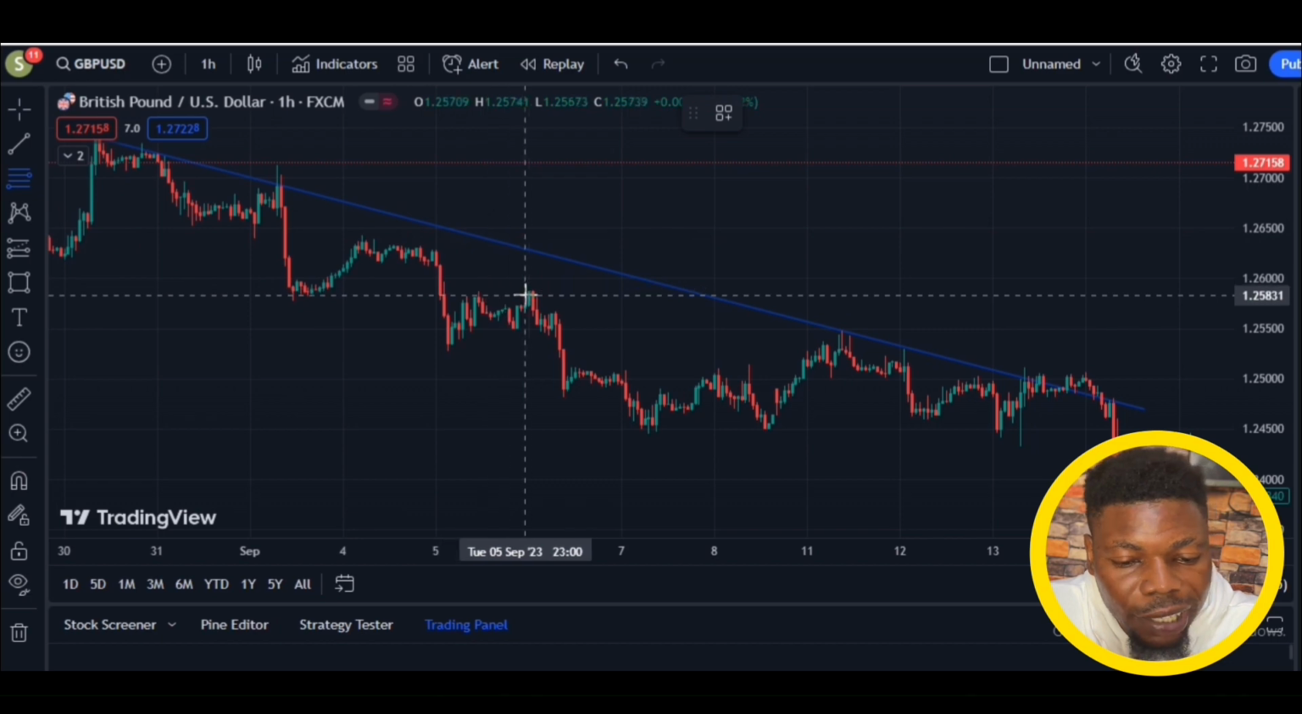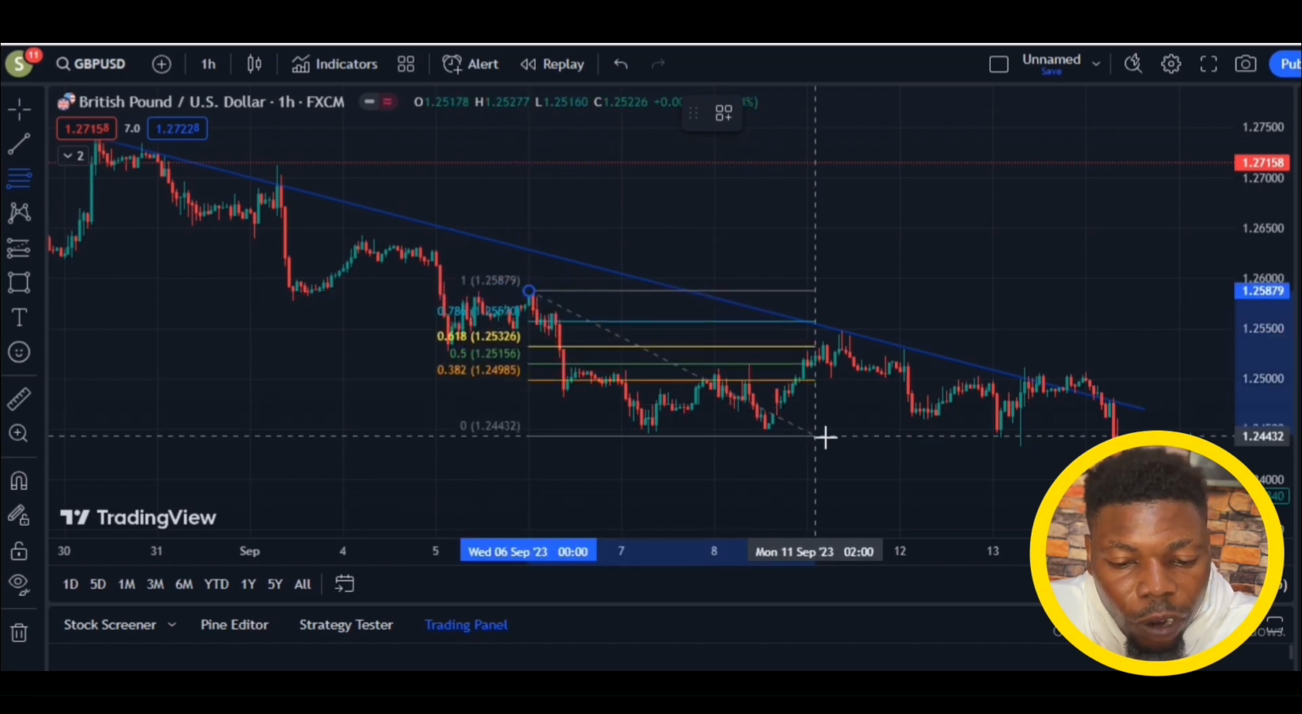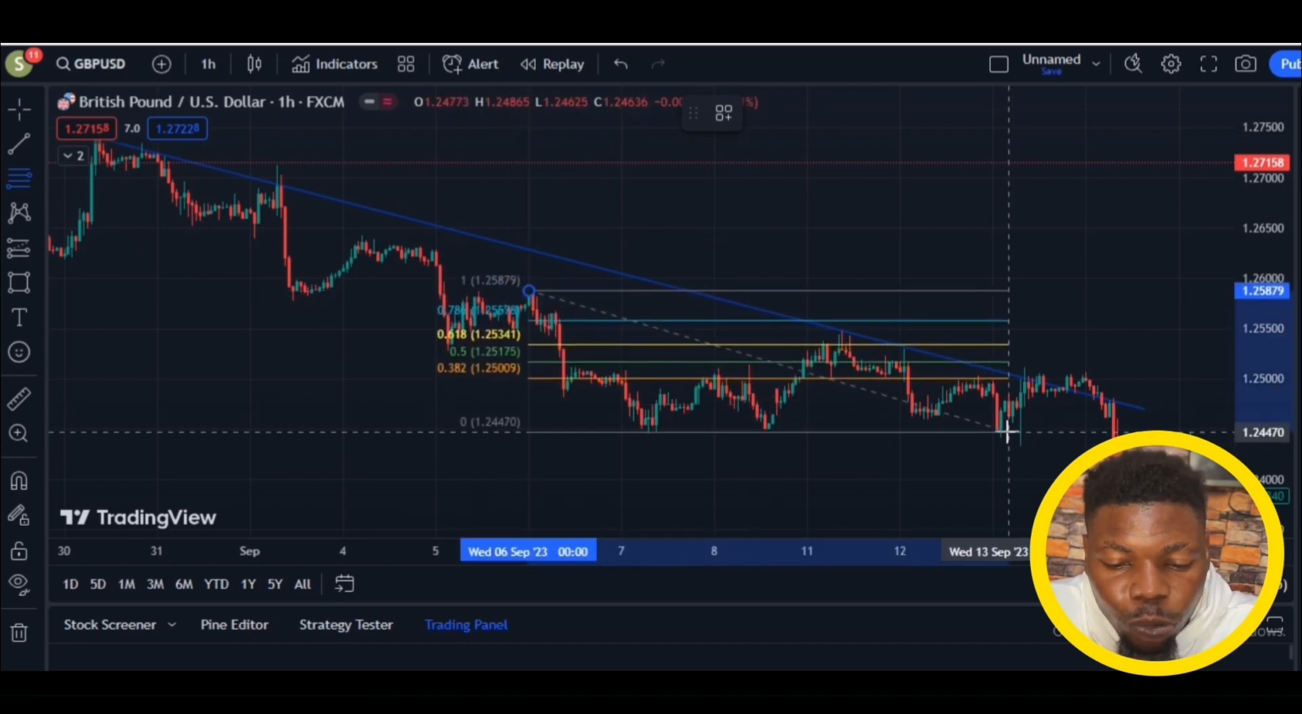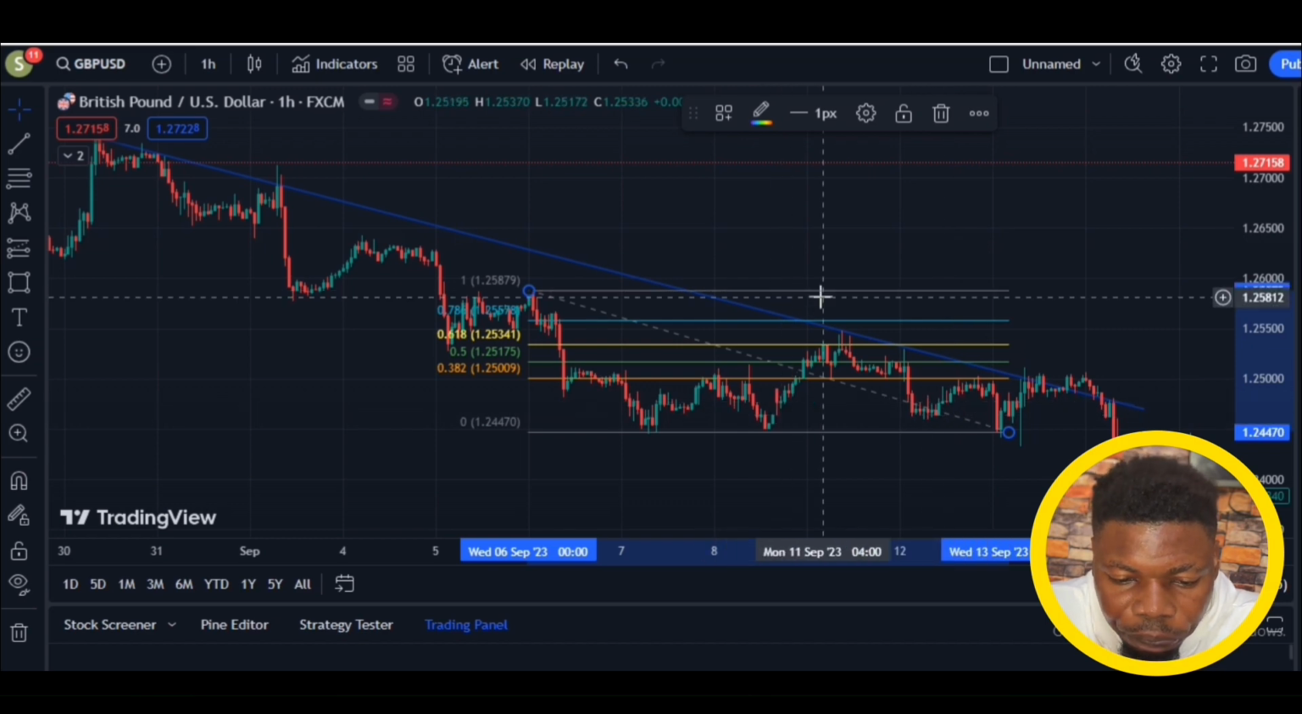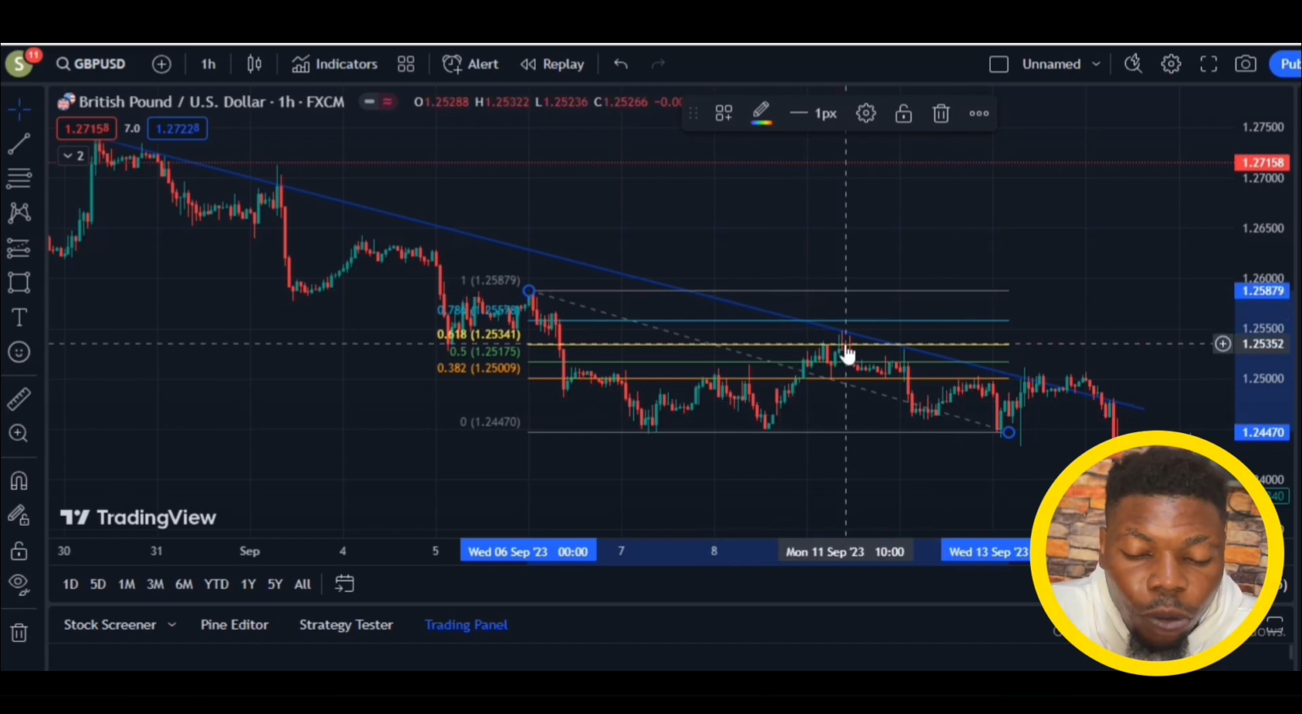So that's why we drew our Fib tool from here. I hope you guys are getting what I'm saying. Then we draw the Fib tool down to the last low. This was the last low. You understand? So that's how we arrive at this point.